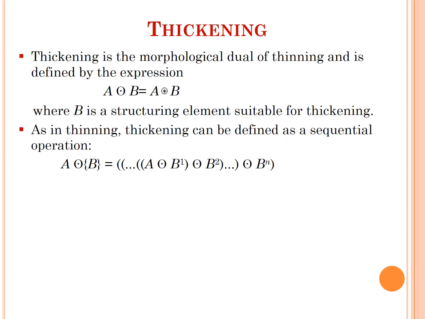Thickening. Thickening is the morphological dual of thinning and is defined by the expression: thickening of A by B is equal to A union the hit or miss transform of A by B, where B is a structuring element suitable for thickening. As in thinning, thickening can be defined as a sequential operation as shown in this equation.